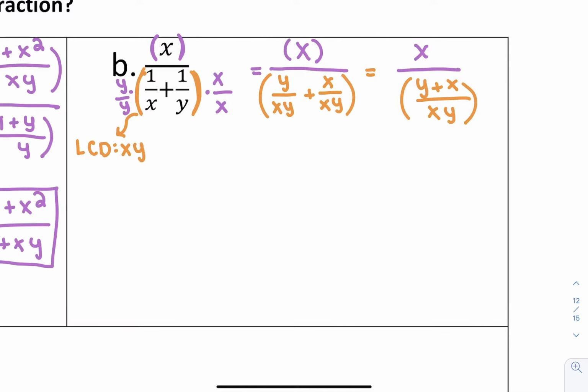Now I'm going to keep change flip. Notice my first denominator is just an x, so it's really like an x over 1. You can always write something over 1. So when I keep change flip, I have x over 1, I keep it the same, and I flip the second fraction.